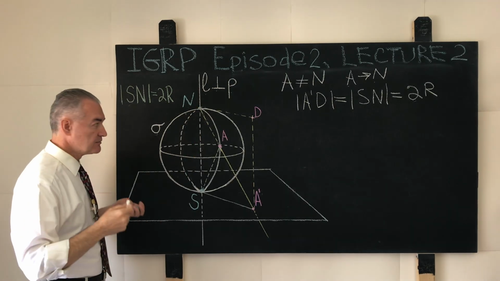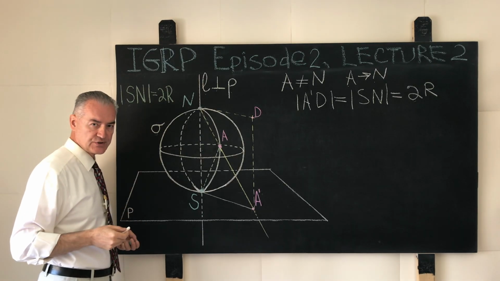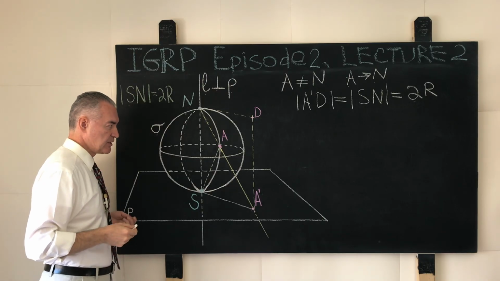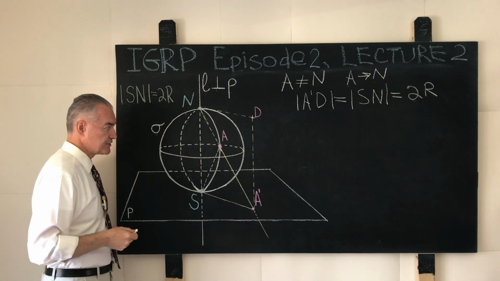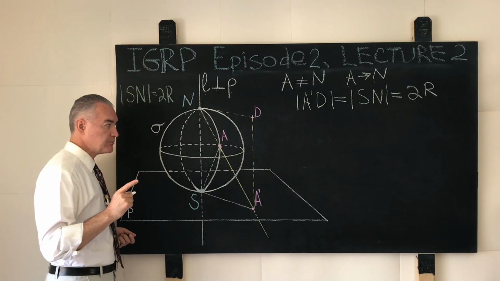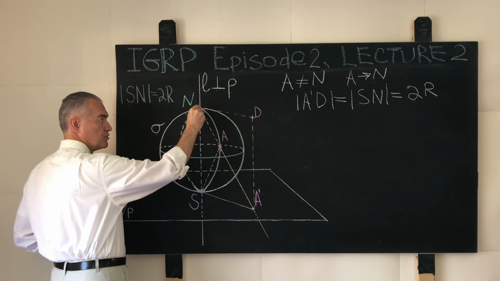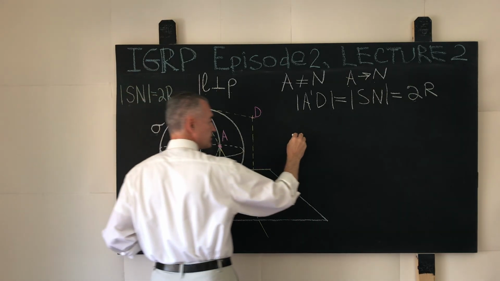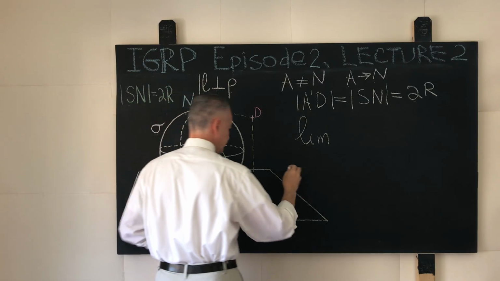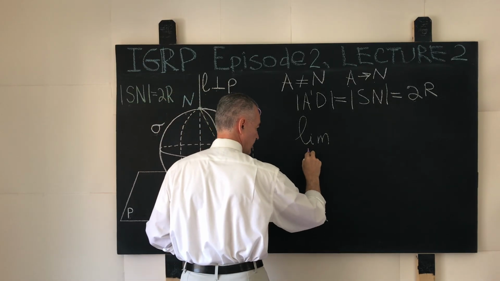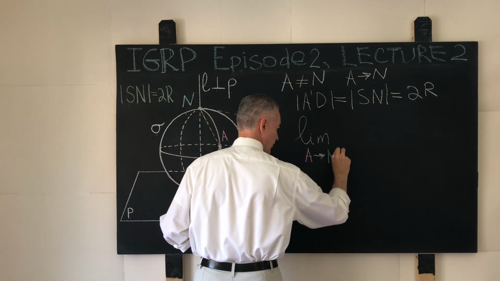But here, to be rigorous, we need to introduce another notion, which, because this course is as elementary as it gets, we will not be dealing with. But for the curious souls, this will be a limiting position of the point A on the sphere as it tends to the north pole of the sphere. So in this case, we will write something like lim, the symbol for the limit, as the point A tends to the point N, the north pole of our sphere.